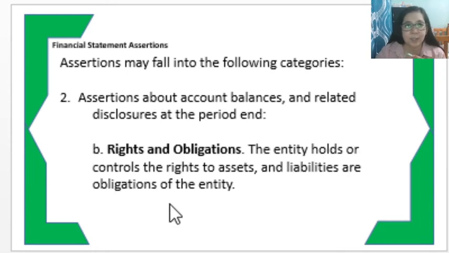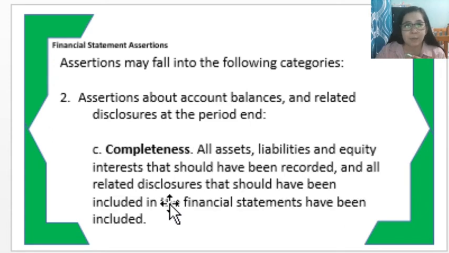Another assertion under this category is the rights and obligations. So here the auditor will determine if the entity holds or controls the rights to assets and liabilities are obligations of the entity, because this should be determined so that the auditor will know if the assets are properly accounted for, recorded, and presented, or if that asset should not be presented at all, as well as the obligations.